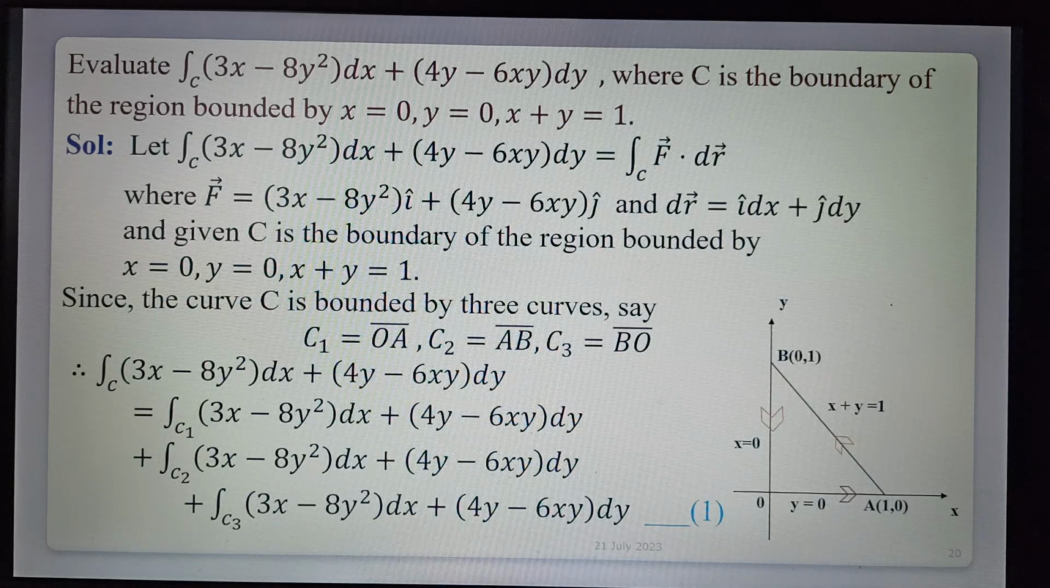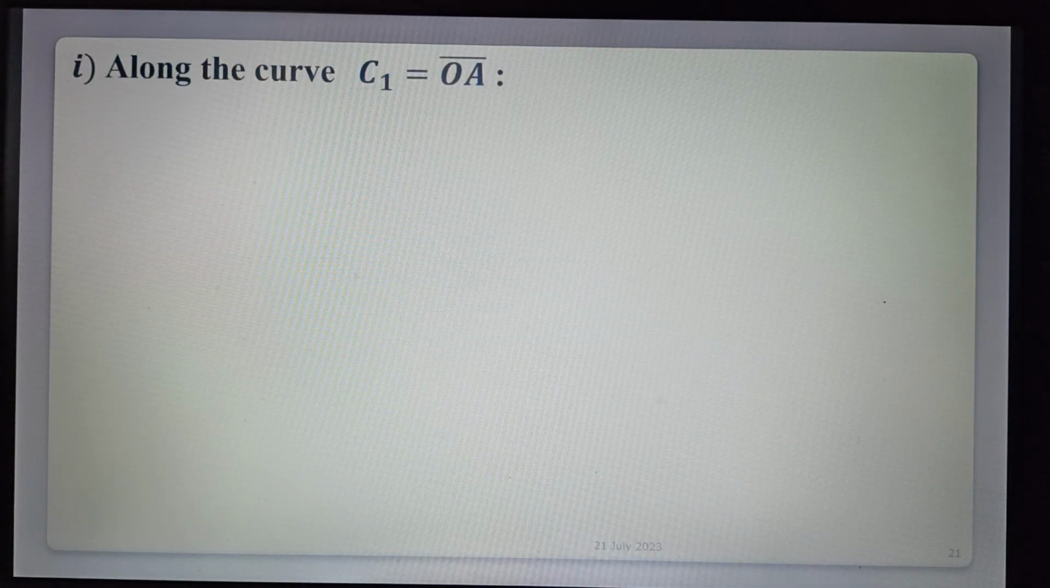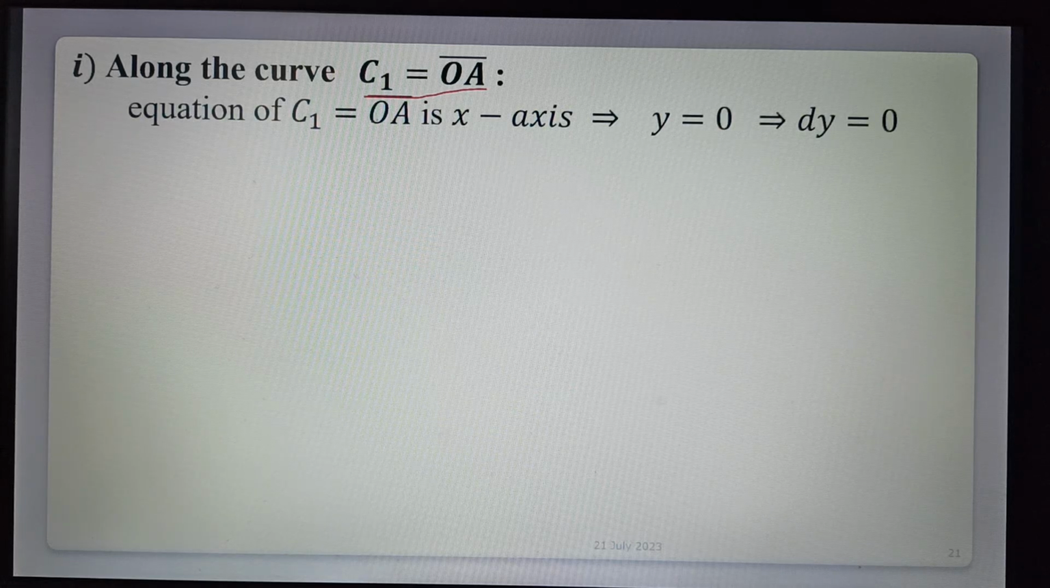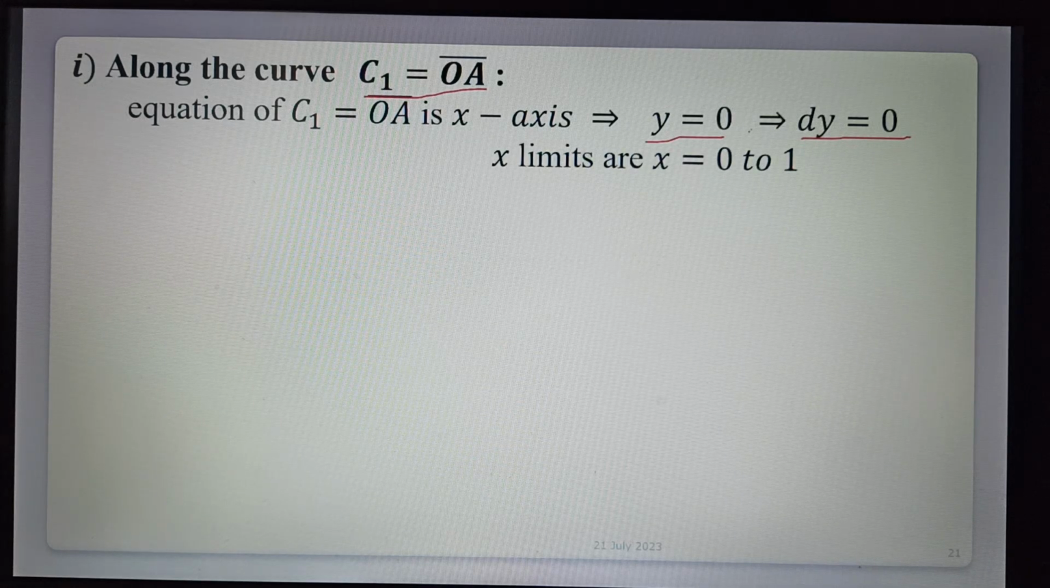Okay, first we have to find the line integral along C1. The curve C1 is equal to OA. What is the OA line? OA is the x-axis and y is equal to 0. C1 is the x-axis, y is equal to 0, and y is equal to 0 means dy is equal to 0, so y is eliminated. Now choosing the x limits. What are the x limits along C1? 0 to 1. O is 0 comma 0, A is 1 comma 0. X limits 0 to 1.